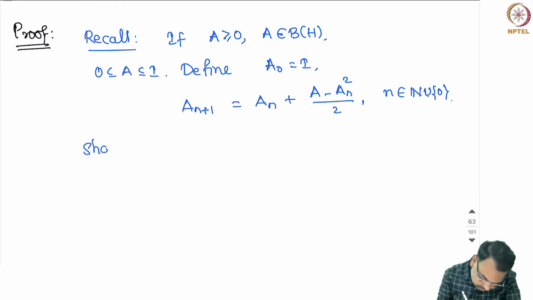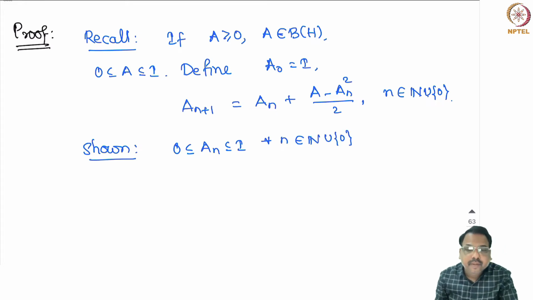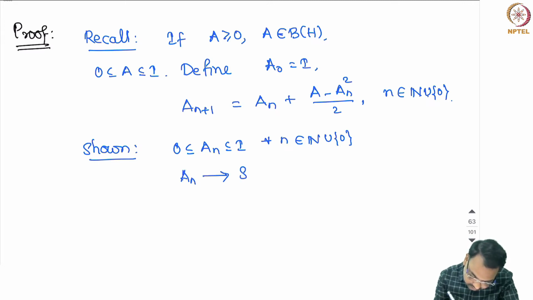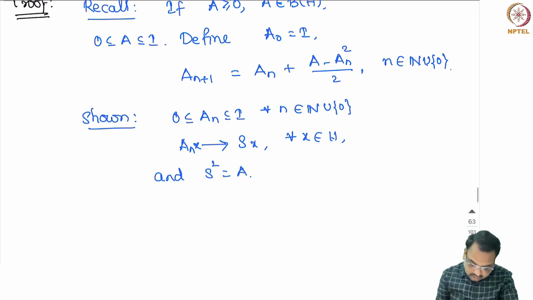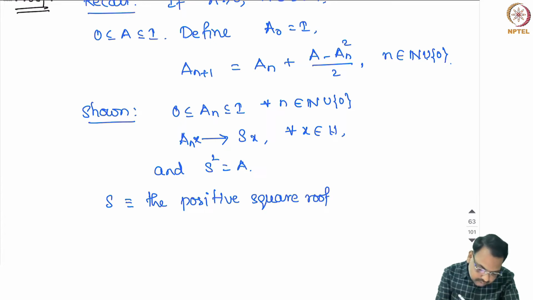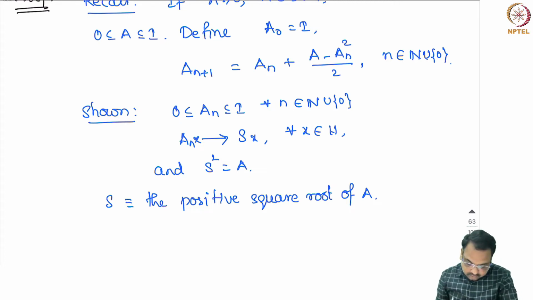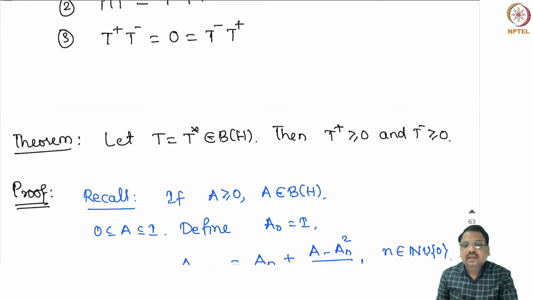And we have shown that 0 is less than or equal to A n, which is less than or equal to identity, for all n in N union 0, and we have shown that A n converges to some operator S at every point x in H, and this S square is exactly A, and this S is called the square root of A. Now we are going to imitate the same proof to approximate mod T. In fact, from that we can get T plus.